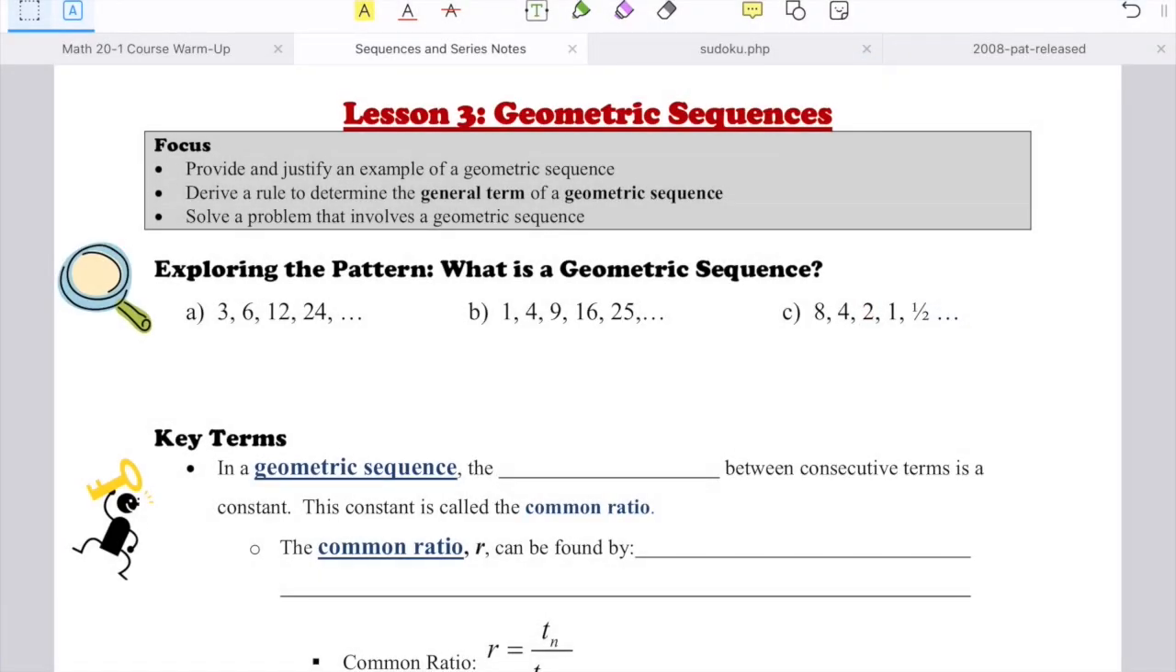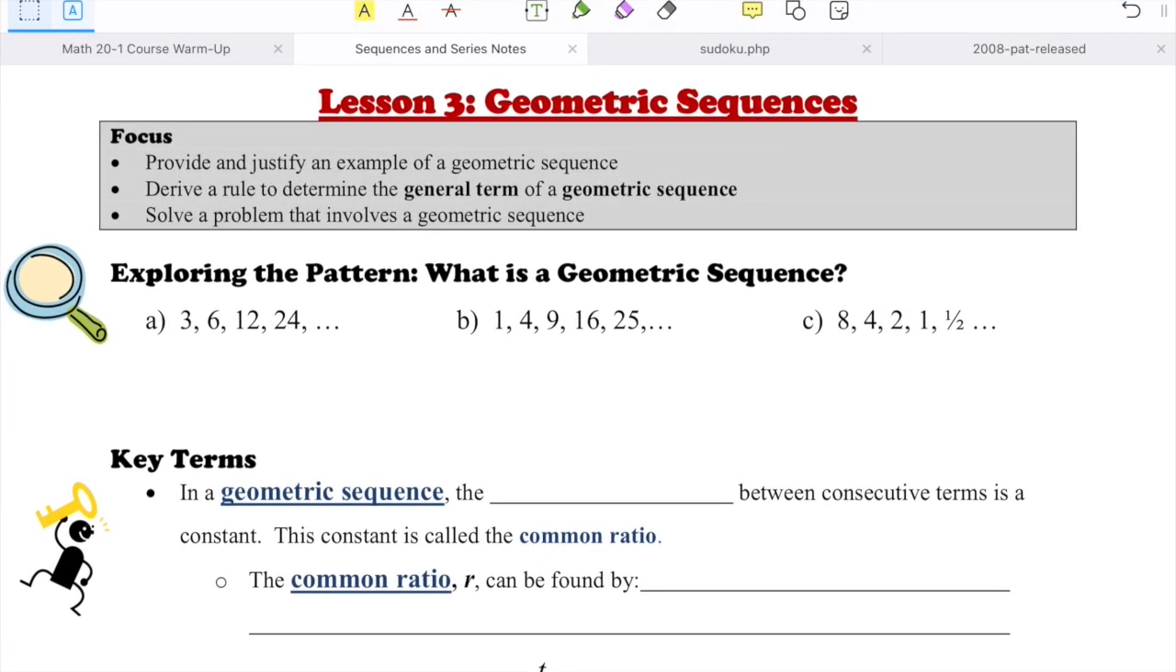choice, elimination or substitution. Okay.